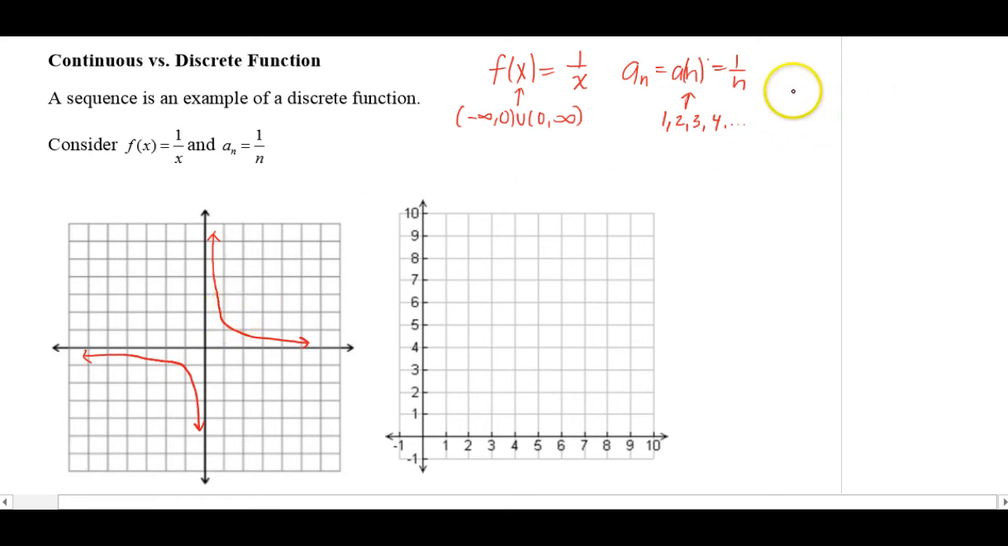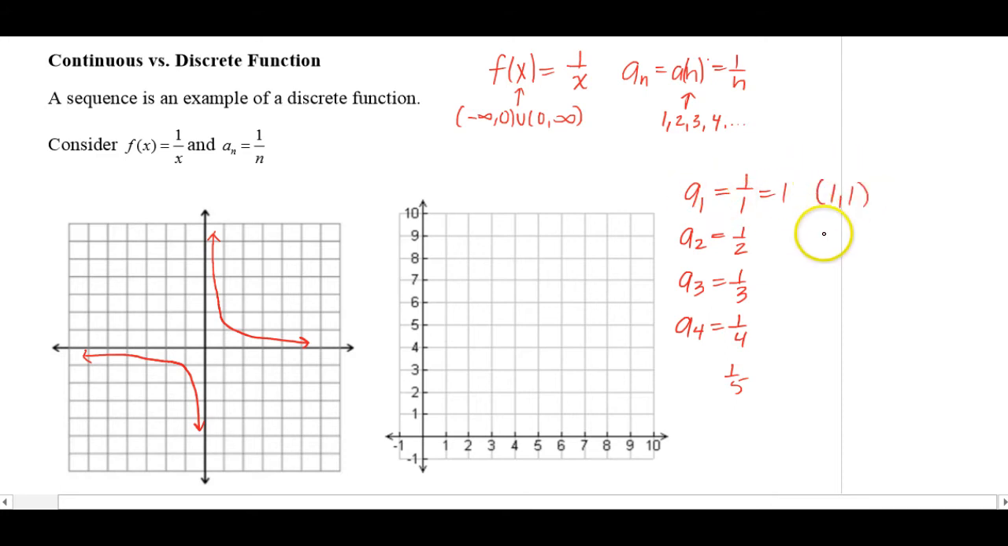Now let's think about trying to graph the sequence 1 over n. So let's write out a couple of terms. So a sub 1 would be 1 over 1, which would be 1. A sub 2, 1 over 2. A sub 3, 1 over 3. And this is a pretty easy pattern to see, 1 over 4, 1 over 5, etc. So let's think about these as coordinate points. So when I substituted in 1, I got out 1. When I substituted in 2, I got out a half, 3 a third, 4 a fourth, 5 1/5.